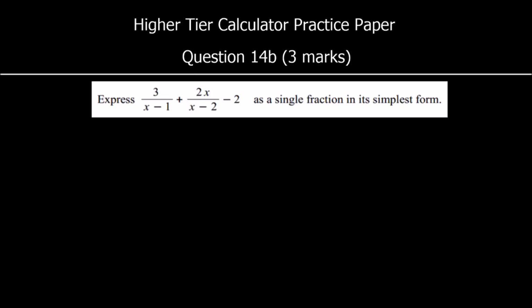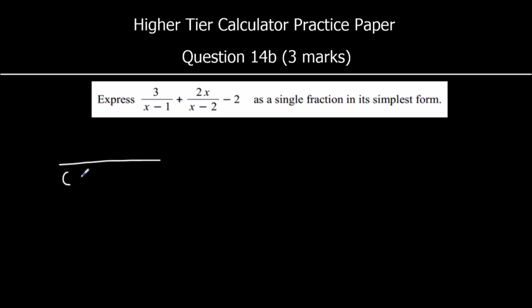So we have 3 over x minus 1 plus 2x over x minus 2 minus 2. And we need to write it as a single fraction in its simplest form. So we need to make the denominators the same. To add fractions, we need to make the denominators the same. So the denominator is going to be x minus 1 times x minus 2.